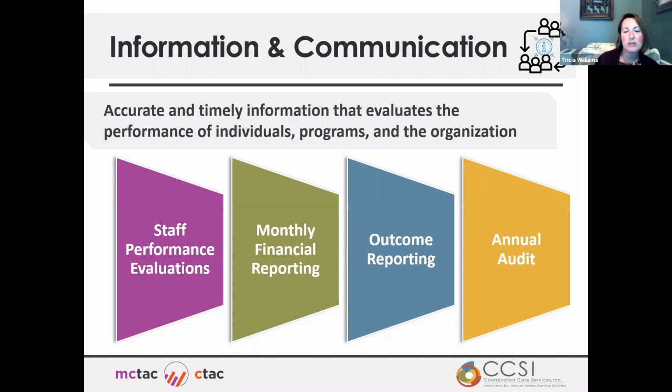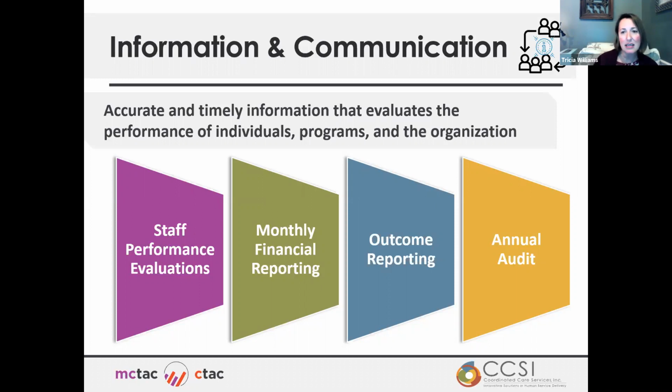How do we make sure that everybody understands their roles and responsibilities? So we look at that staff performance evaluation. How do we make sure that folks understand where we are in our revenue cycle management? How well are we doing? Is our workflow working? Unless we're actually pulling out those monthly reports, outcome reports, and really looking at the information that we're pulling together and communicating that out.